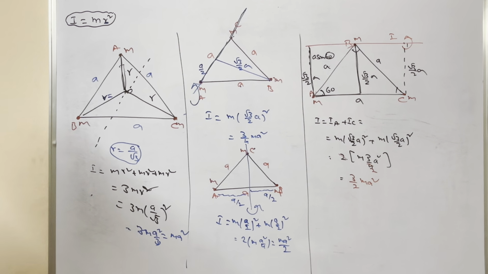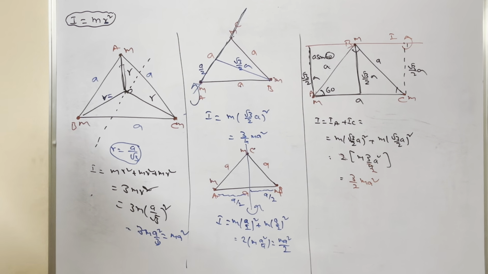Otherwise, you can do it this way: this angle is 60, so a cos 60, a sin 60. a cos 60 is nothing but a by 2. Therefore, this mass particle is at a distance a by 2, so m (a by 2) whole square, plus m, as this one is at a distance a from this axis, so m a square. Therefore, m a square by 4 plus m a square. Taking m a square common, 1 plus 1 by 4, that is 5 by 4 m a square. That is nothing but the moment of inertia.